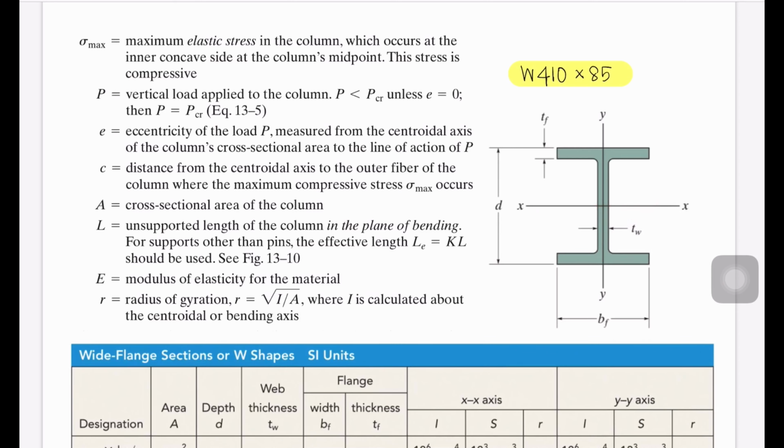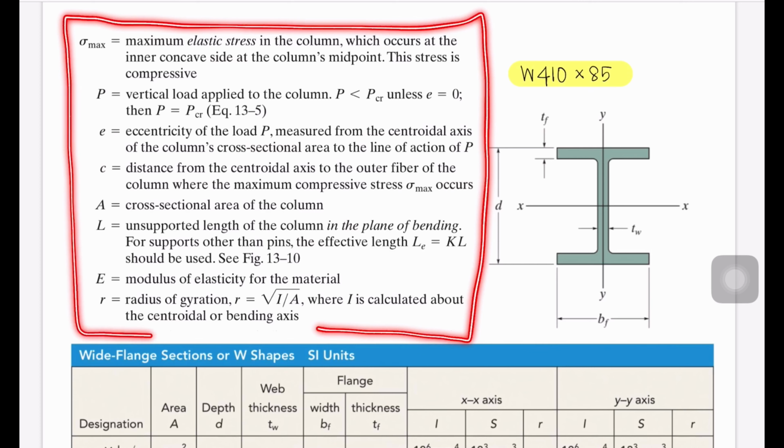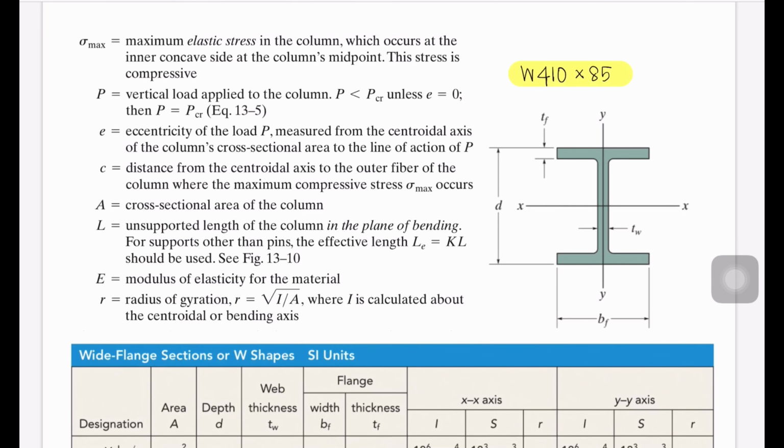A is the cross-sectional area. Everybody knows about it. L is the supported length of the column, the length of the column like this. So this is L. E is the modulus of elasticity, and R is the radius of gyration. If you don't know it, you need to use this formula: R equals the square root of I divided by A, where I is calculated about the centroidal or bending axis. So you need to be clear about these parameters. This is for eccentric loading.